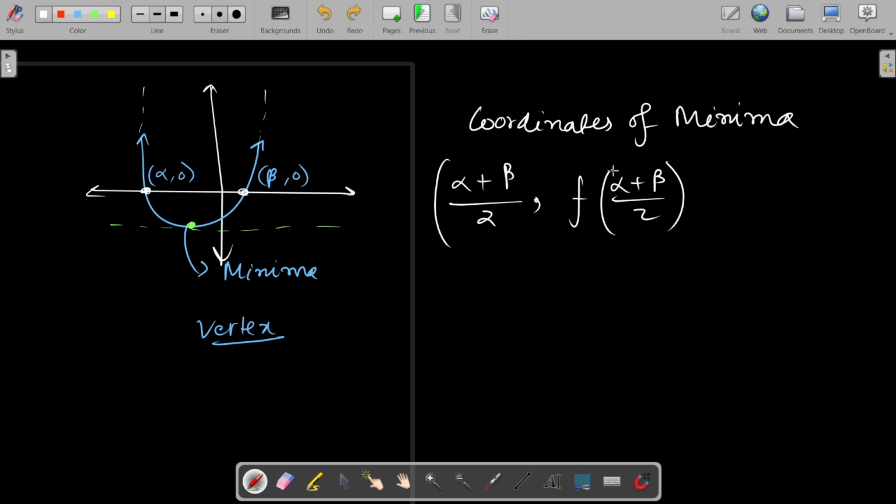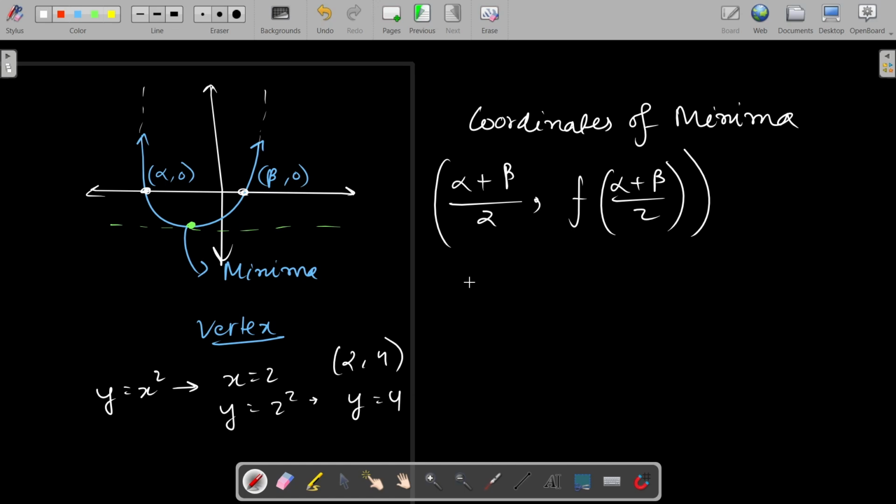Now, why does this happen? We know that when we are plotting the graph of a quadratic equation, the y coordinate is just the result of putting x into the function. For example, if y is equal to x squared, we put x is equal to 2, so we get y is equal to 2 squared, which is 4. So we get the point 2 comma 4. That is why we have this coordinate.